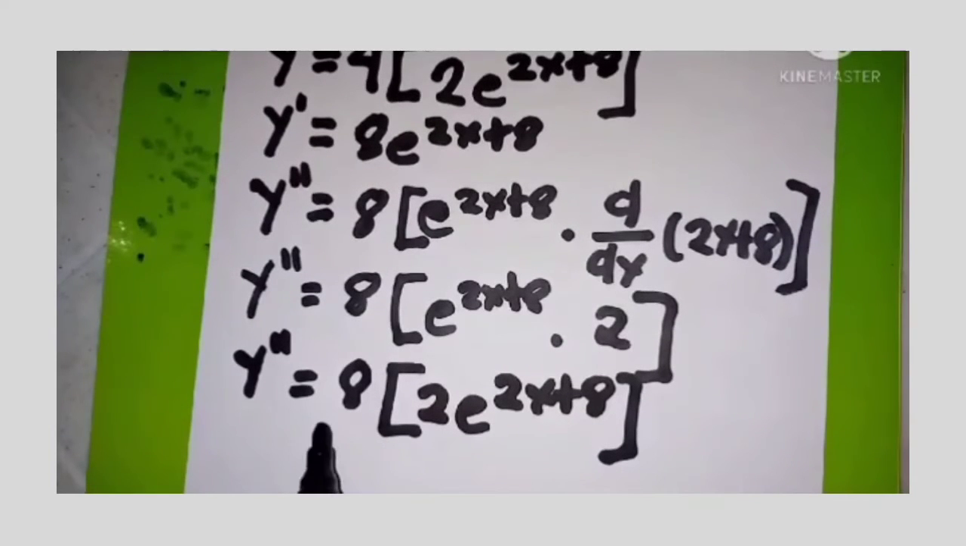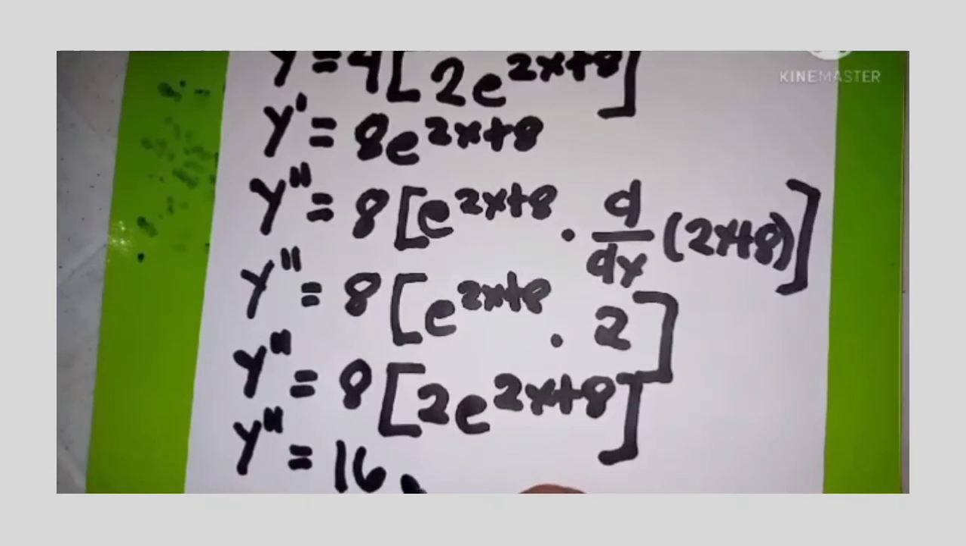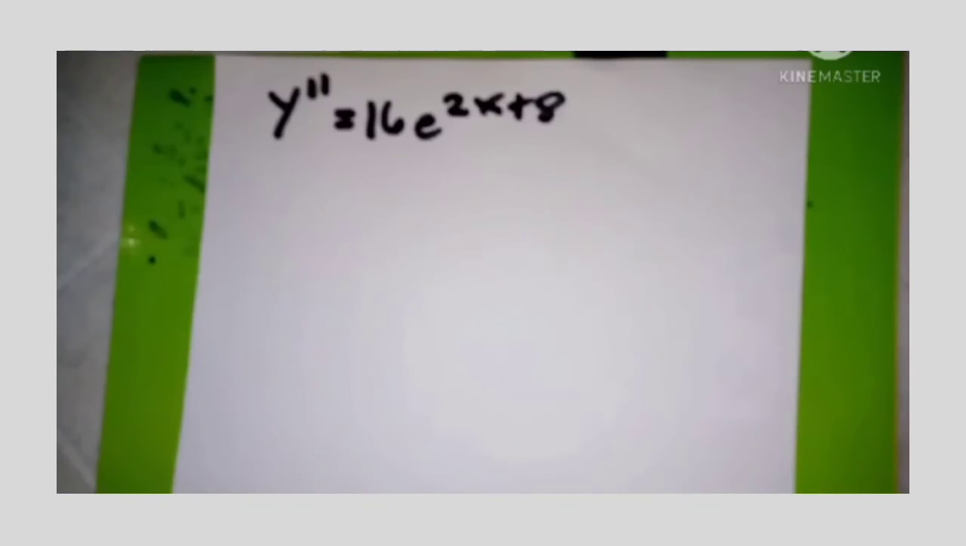Then we need to multiply the 8 to 2, then it will become y second derivative is equal to 16 e raised to the power of 2x plus 8. So that is our second derivative. We will now go to the third derivative.